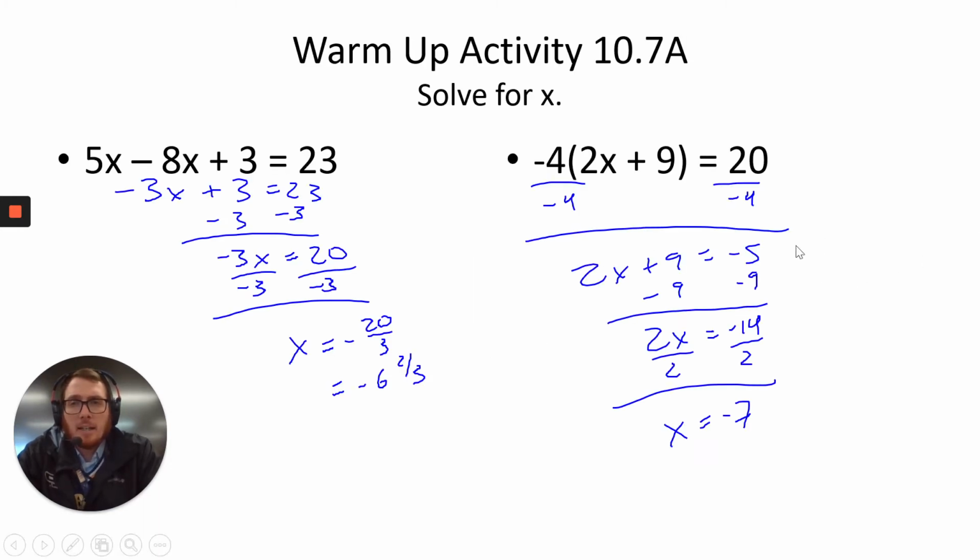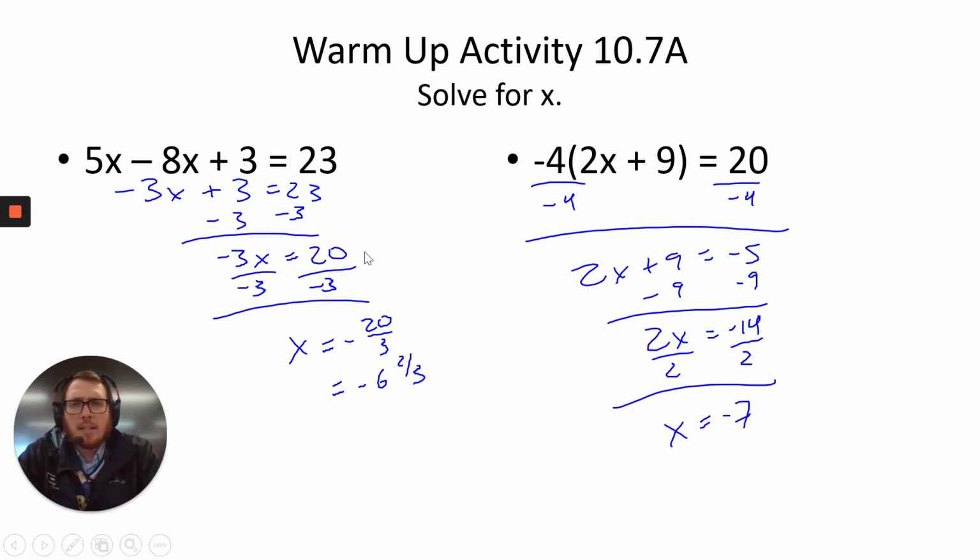Before we get to that, just a few example questions dealing with solving equations. The first question has multiple x's on the left side, so you have to combine like terms. So 5x minus 8x would be negative 3x. Negative 3x plus 3 equals 23. From there, it's just a two-step equation. Subtract 3 on both sides.